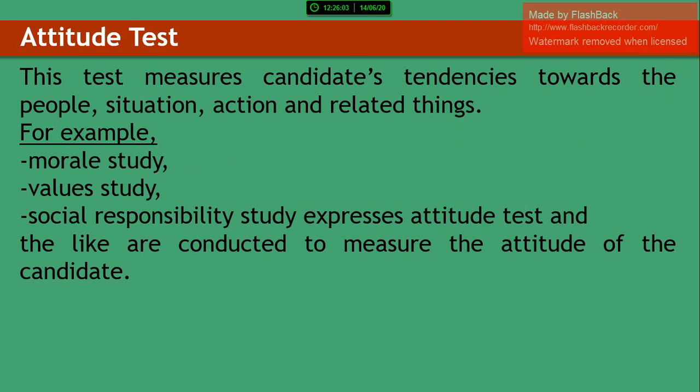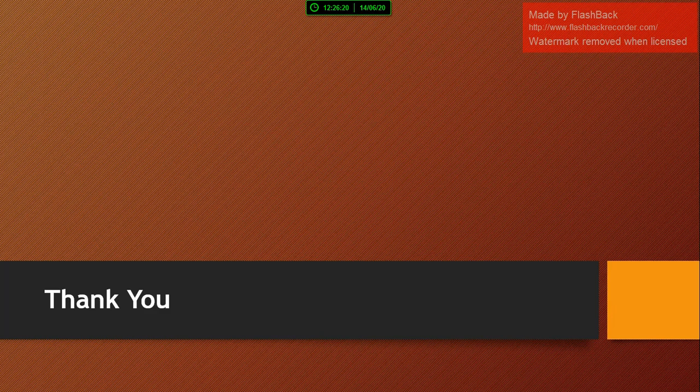Attitude test. This test measures the candidate's tendencies towards people, situations, actions, and related things. For example, moral studies, value studies, social responsibility studies, expressed attitude tests, and the like are conducted to measure the attitude of the candidate.